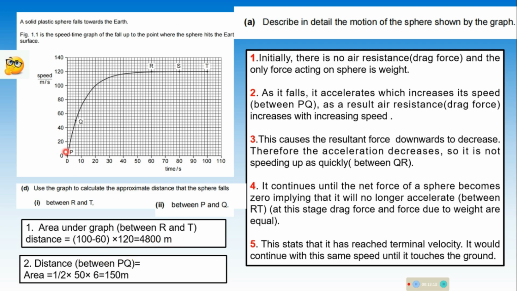Distance between P and Q. PQ is definitely a triangular shape here, so half base multiplied by height. Base is 0 to 5, 50. Base is 6. At Q it is 6. Yeah, 2, 4 and 6, it represents 6. The coordinate of Q on the time axis is 6. Similarly, the coordinate of Q on the speed axis is 50. So half multiplied by base multiplied by height gives the area of the triangle. It is 150 meters in this case.